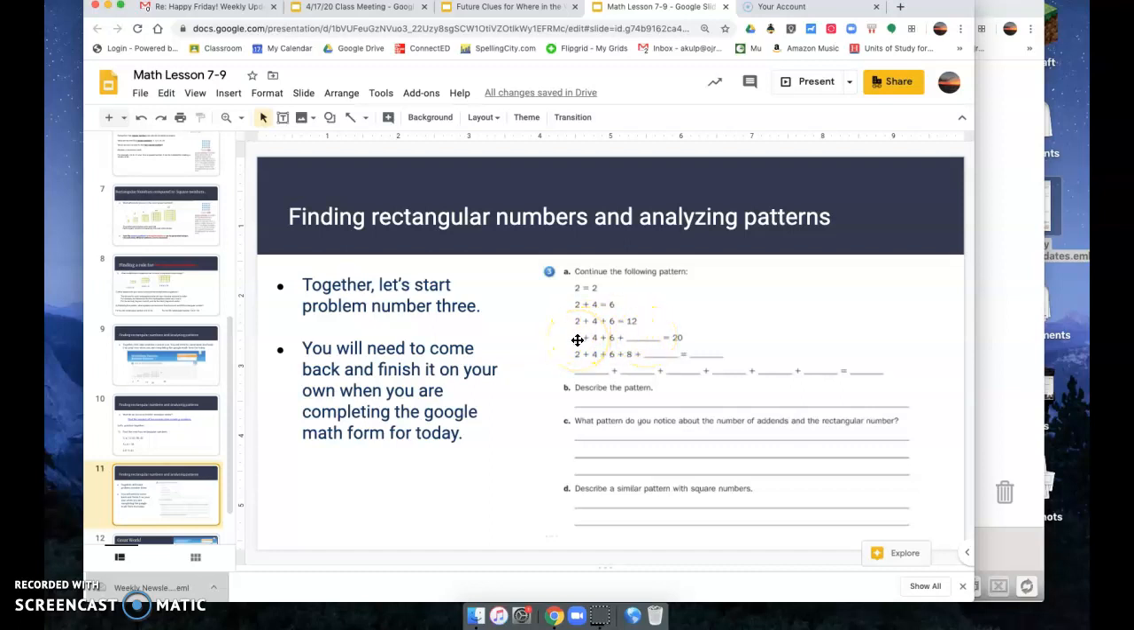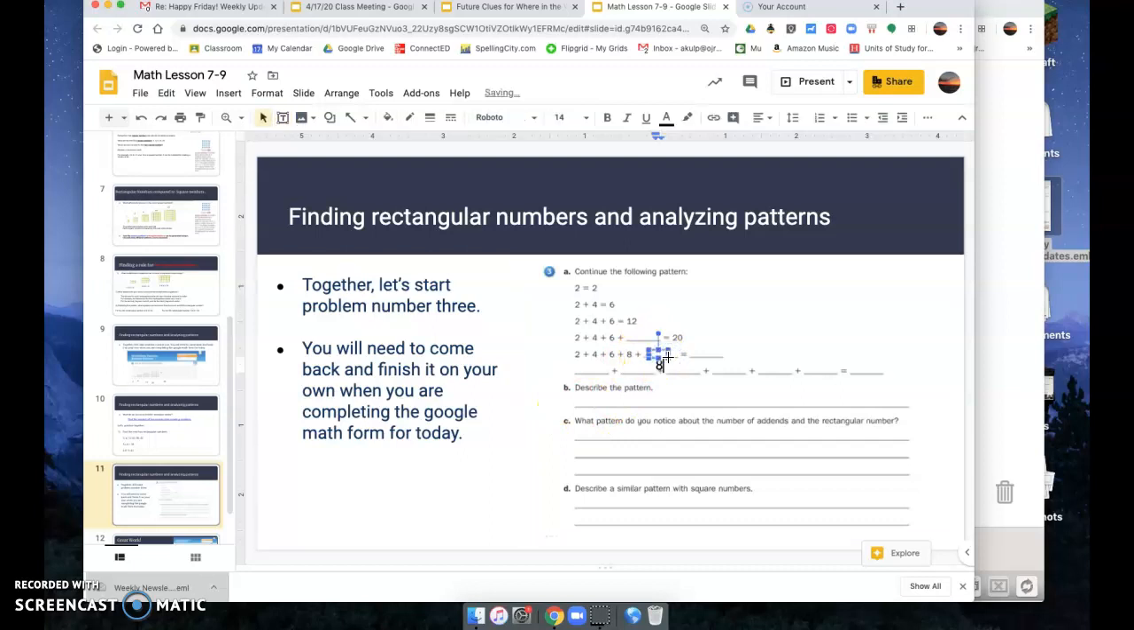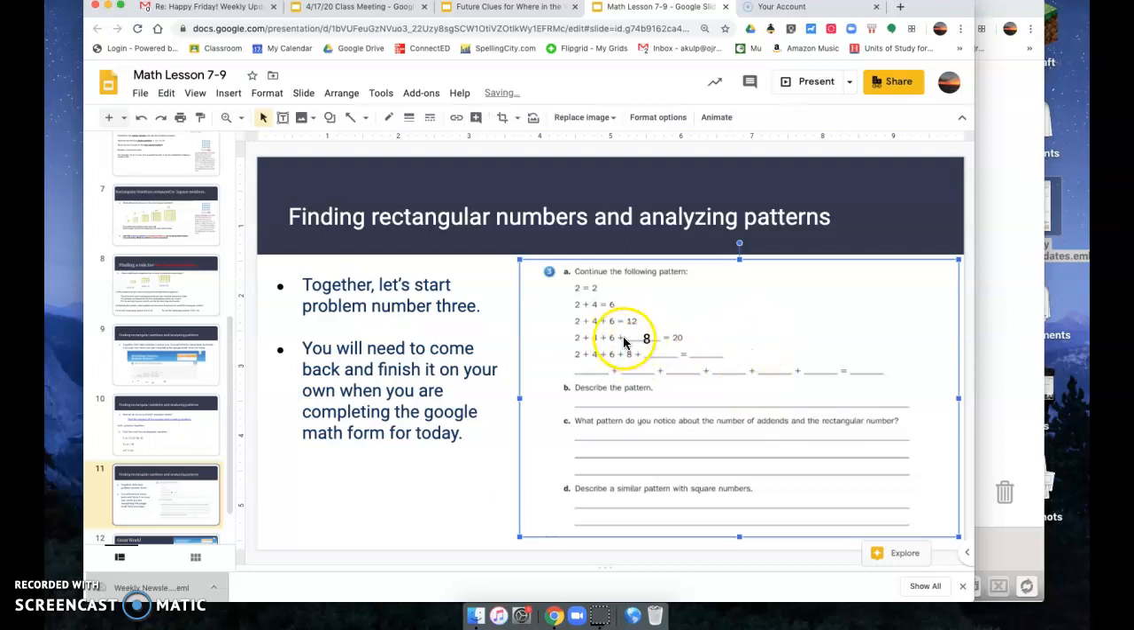Okay, if I needed to continue the pattern here, 2 plus 4 plus 6, right? They took the right from above here and they put it down there. What's the next even number after 6? 2, 4, 6, 8. Oh, so 2 plus 4 plus 6 plus 8 equals what? And that would continue the pattern here. So 2 plus 4 plus 6 plus 8, does that equal 20?